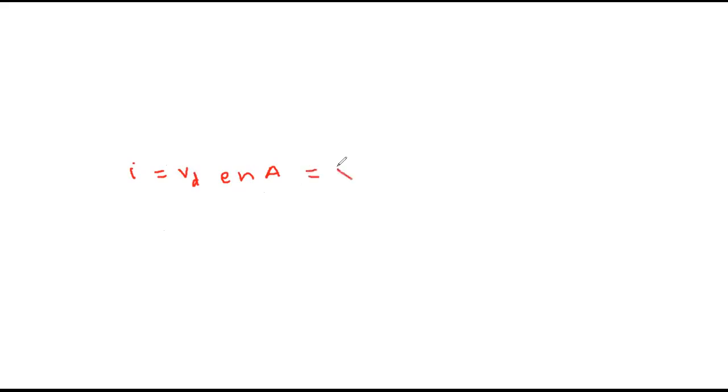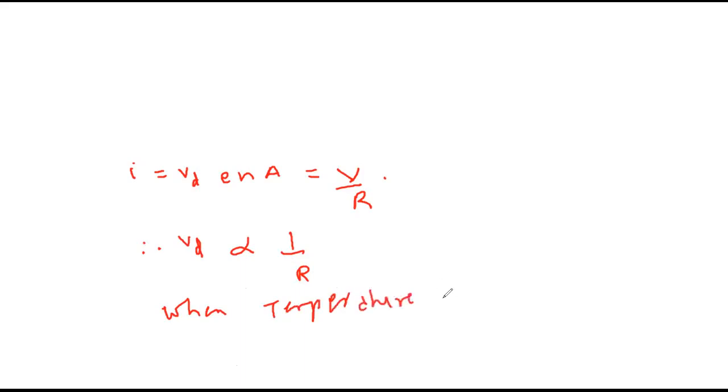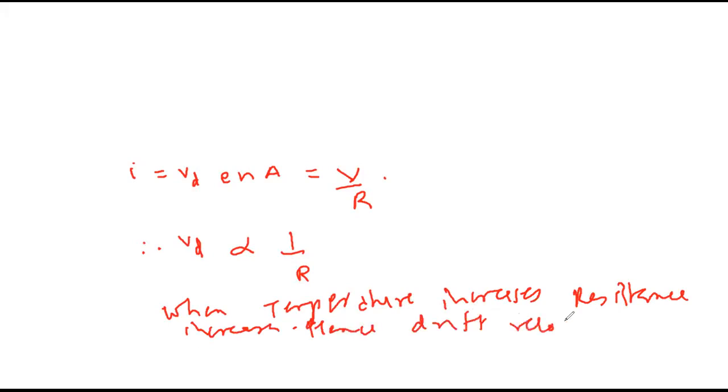If you want, you can compare this with voltage and resistance, V by R. Therefore, we can say drift velocity is inversely proportional to R. When temperature increases, resistance increases. Hence, drift velocity decreases. Write this. Because Vd is inversely proportional to R, but R and temperature are directly proportional. When temperature increases, resistance increases, drift velocity decreases.